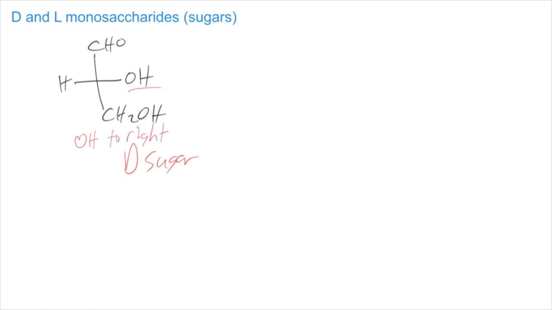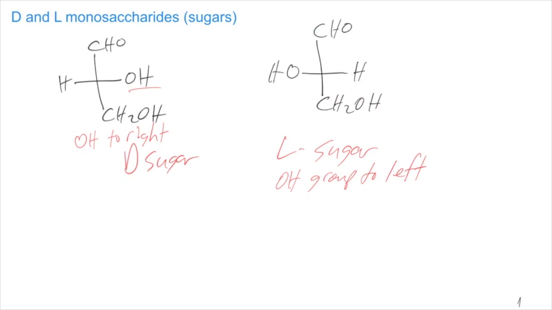So you redraw it and draw what would be the L sugar, the one with the OH group to the left. Pause the video for a second and try to draw that, and then come back and I'll draw it for you. All right, so there's the L sugar, or L-glyceraldehyde. So this one on the left is called D-glyceraldehyde, and the one on the right is L-glyceraldehyde. D-glyceraldehyde is what we did on the last one. It can also be called R-glyceraldehyde.